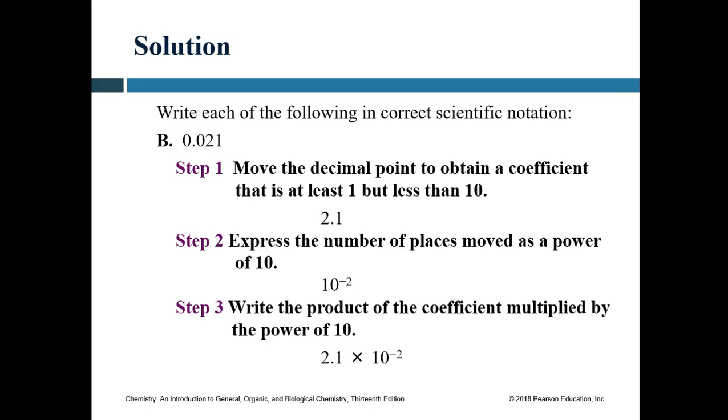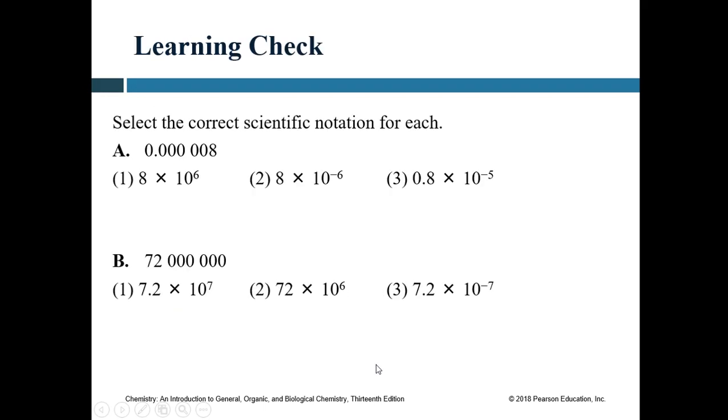On the 0.021, we're going to have to move the decimal to get the coefficient that is at least 1 but less than 10. In other words, one number to the left of the decimal. So let's see how far we have to move it. 1, 2. Okay. So we had to move it to the right. This is a small number, so that's 2 places. It's a -2. So 2.1 times 10 to the -2.